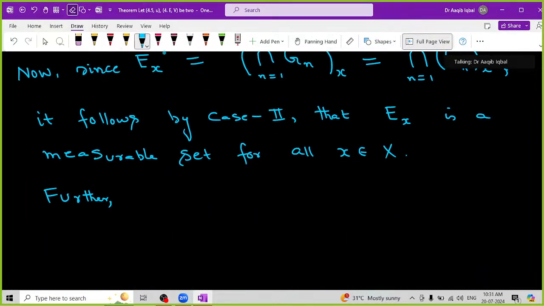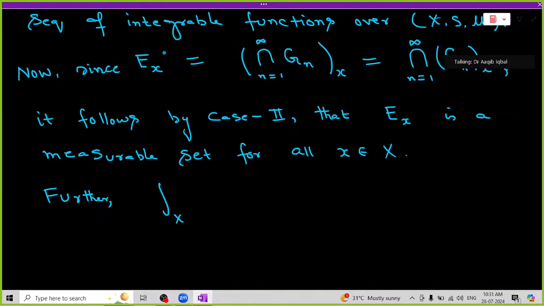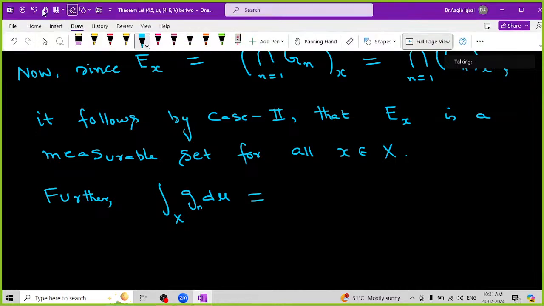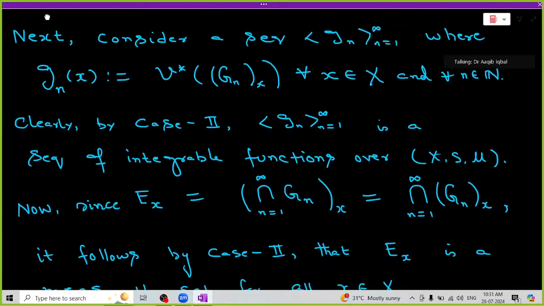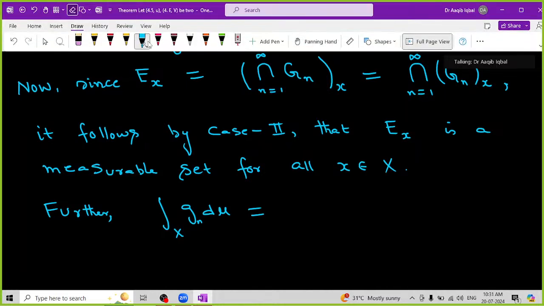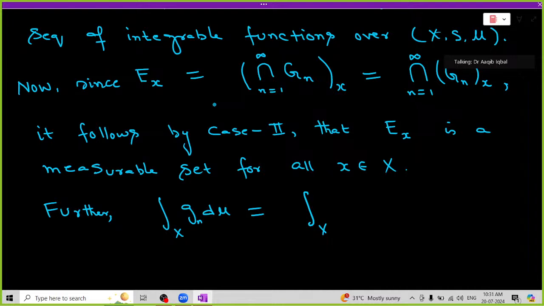I'll examine the integral over x of gn d mu. Take any n, and examine the integral of the g corresponding to it. What is this? gn is equal to this, okay? So the integral of gn will be the integral over x of nu star of the x section of capital Gn d mu.